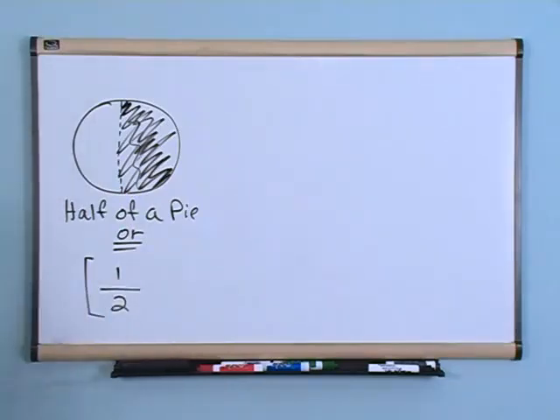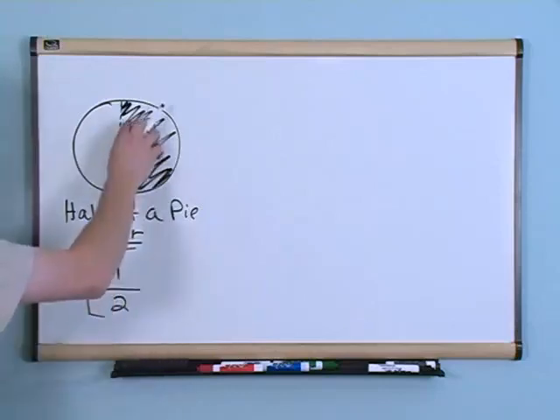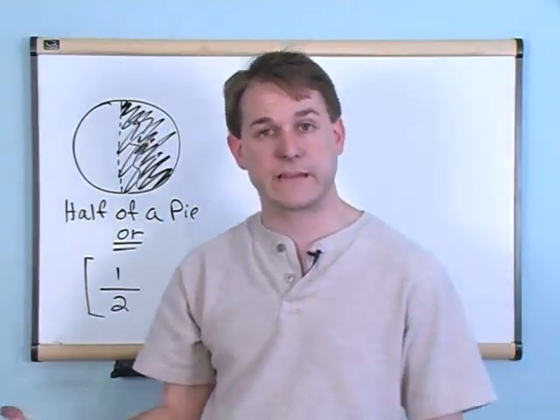It's just telling you that you have less than 1, okay? So I don't have a whole pie. I have half of a pie. The top number tells you how many pieces that you have, and the bottom number tells you how many total pieces you have. So this is how you can talk about things less than 1.